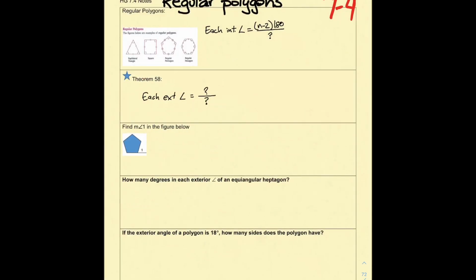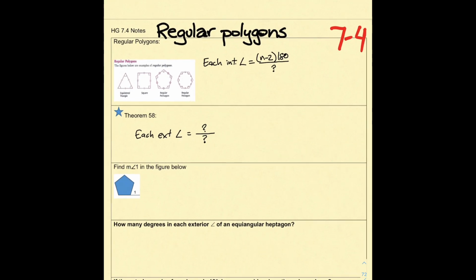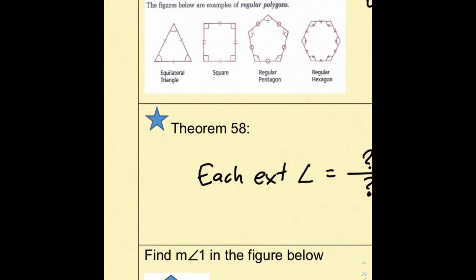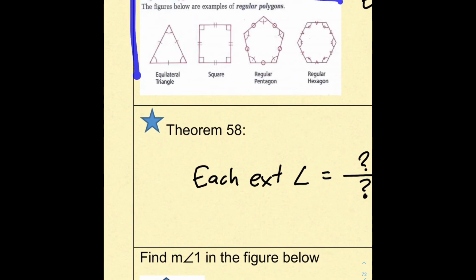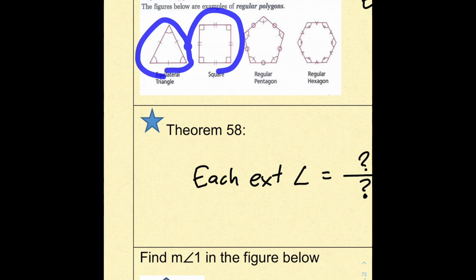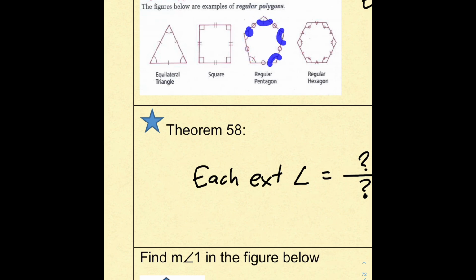Here we go, 7 for our last section in chapter 7. All right, we have regular polygons is what we close up with. What does the word regular mean in this case? Well, if we zoom in on this picture, hopefully you see what regular polygons means. It means that they have to be equilateral and equiangular. So all the sides have to be the same length, and all the angles have to be congruent.